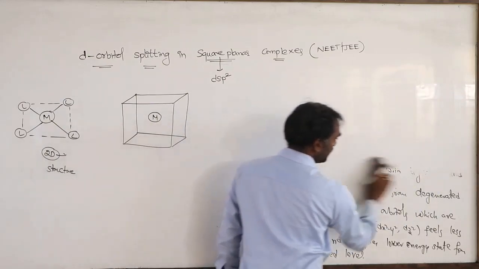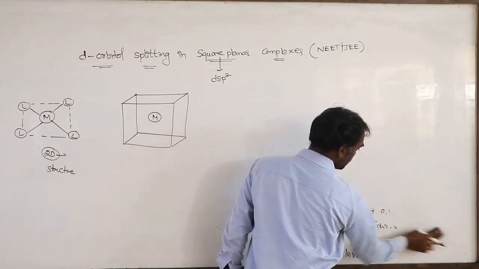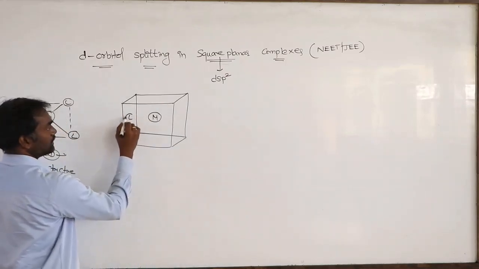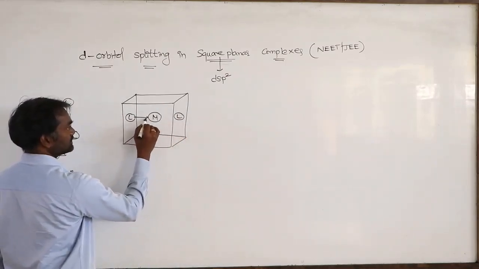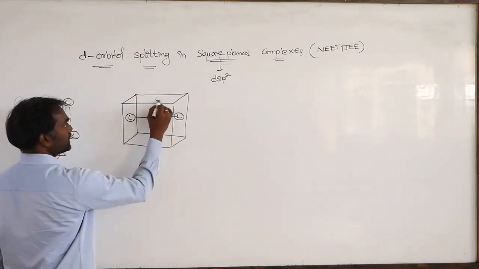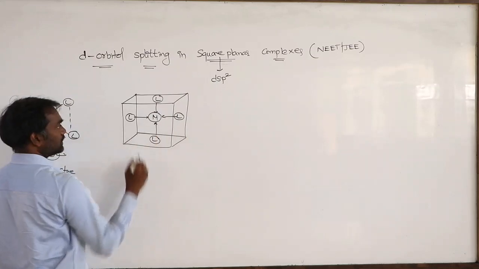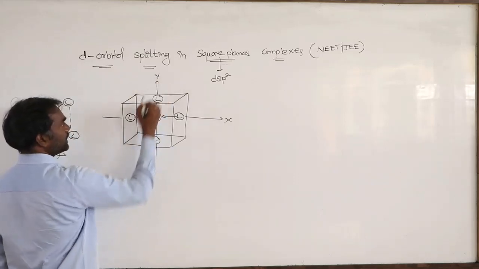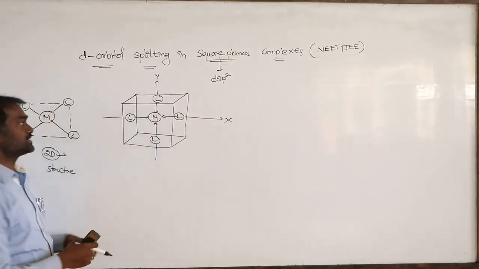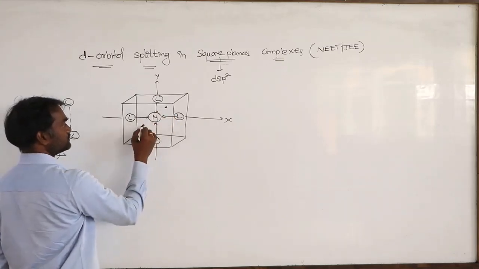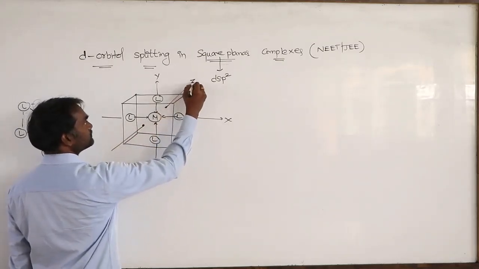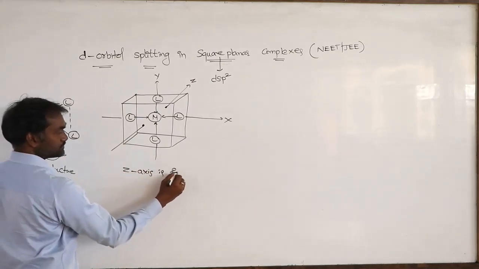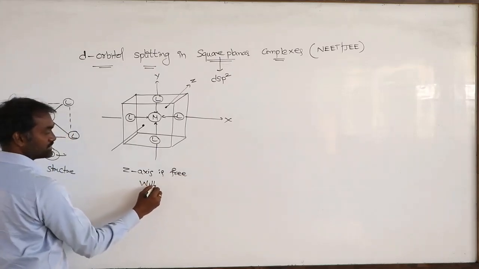Next, what are the ligands here? Four ligands only. How to write square planar: see, two ligands on the x-axis are approaching. Next, two ligands are approaching on the y-axis. So this is the x-axis, this will be the y-axis. No need to think about the z-axis. The z-axis is free, without ligands.